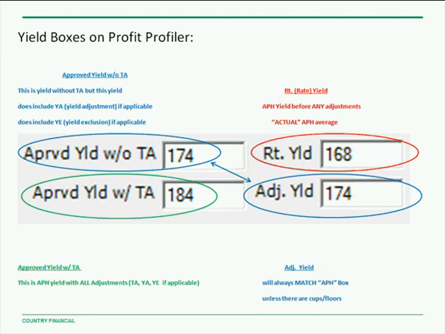Then the last box to fill in on the quote on Profit Pro is the approved yield with TA, and my description here shows that this is the APH yield with all the adjustments, whether there's trend adjustment, yield adjustment, or yield exclusion. And again, back to my previous slide, that answer with all the adjustments included is 184. That's the very most important thing to get an accurate quote on Profit Pro, is that we have these 4 yield boxes filled in with the appropriate yields for a particular unit.